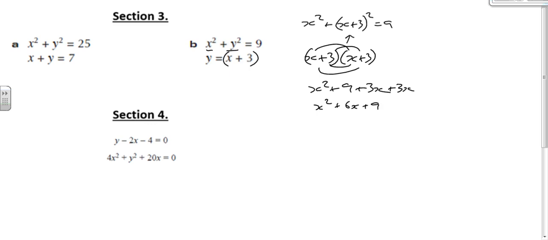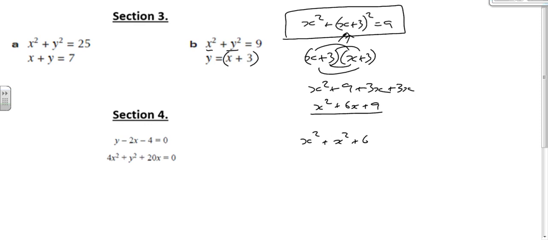And then what we do is we write out this whole thing again, except we get rid of the (x plus 3) squared and replace it with what we've just worked it out to be. It's going to be x squared plus 6x plus 9 equals 9. And then we simplify it. So x squared plus x squared is going to be 2x squared plus 6x. Then if we take away 9 from both sides, take away 9 from this side, take away 9 from this side, that just disappears. So we've got that equaling 0.